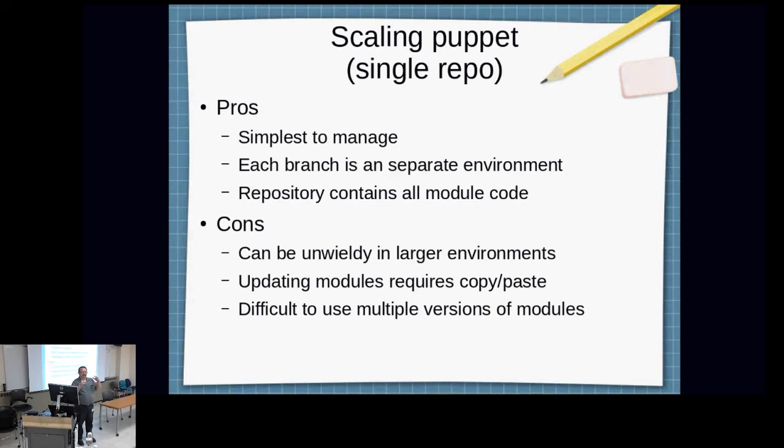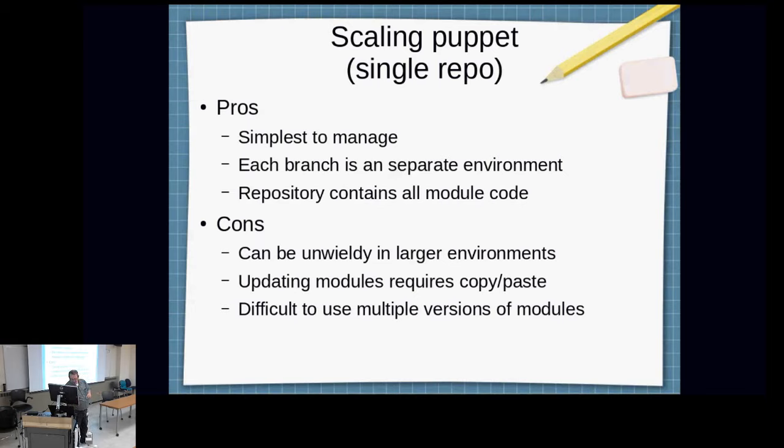You could do embedded Git into your Puppet repo, but it's frowned upon to do those embedded Git pulls within there, and it's difficult to use multiple versions of the same module. So say I want to try out the new module version in one environment, without creating a branch and making the changes there, you can't really use two different versions.